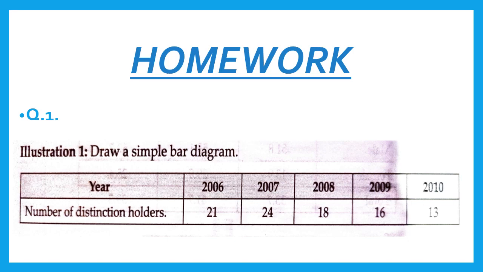So I hope all the three types of bar diagrams which I explained to you in this video are clear to you. Now on the basis of that you have to do these questions. This is your question number 1. Draw a simple bar diagram. Okay. Year and number of distinction holders.